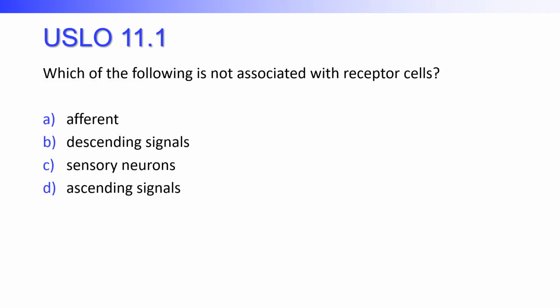Which of the following is not associated with receptor cells? Afferent, descending signals, sensory neurons, ascending signals. And hopefully you said the descending signals. So a stimulus activates a sensory receptor, a sensory nerve. It travels along afferent pathways, and that information is traveling up to the brain, which would be via ascending signals. And then once the brain decides what to do, it sends out a message to tell the body to do something via the descending signals.